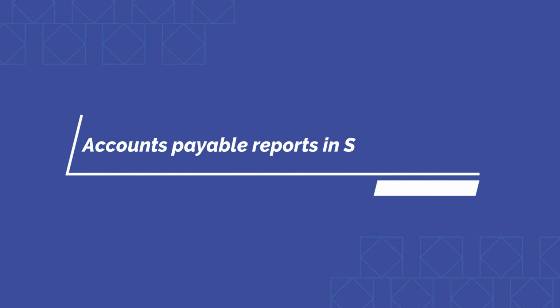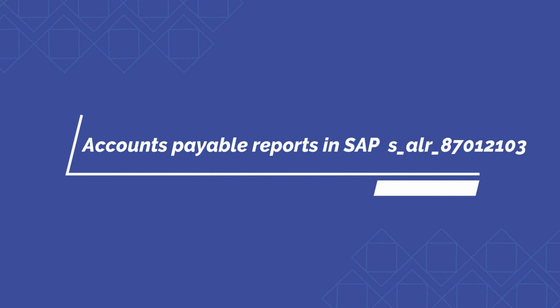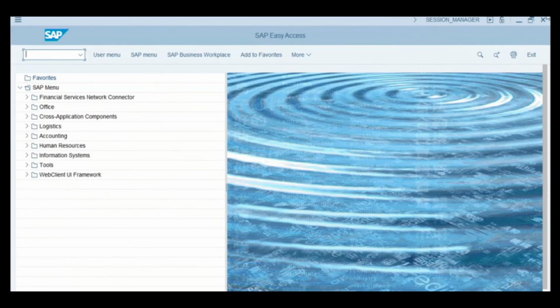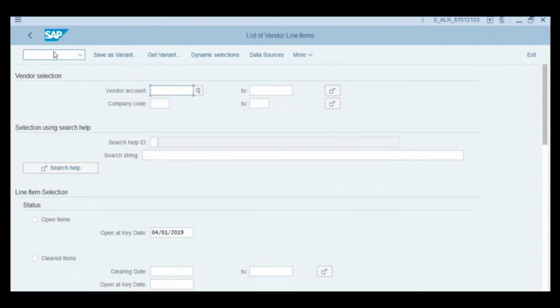Now we are going to discuss the accounts payable reports in SAP. Let's look at the vendor line item reports. To do this, we need to enter the transaction code in the search bar, S_ALR_87012103, and press enter. This takes us to the vendor line item selection screen.